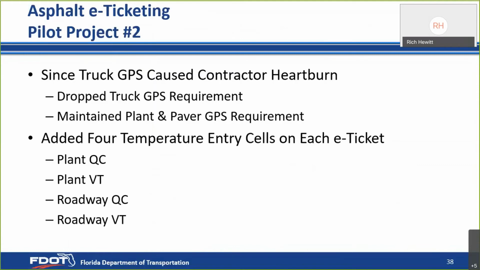Since the GPS had caused heartburn for the contractors, and that discussion was ongoing, for the second project we dropped the truck GPS requirement. We maintained the plant and paver GPS requirement, so that could at least tell us where the asphalt was going on the paver. Then we added some temperature entry cells on each ticket so that we could record temperatures taken by the various roadway and plant inspectors.